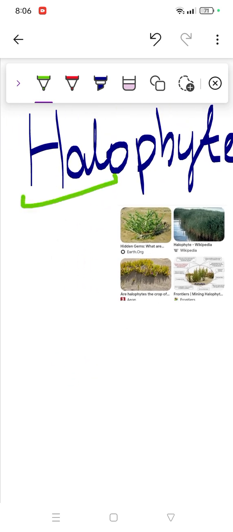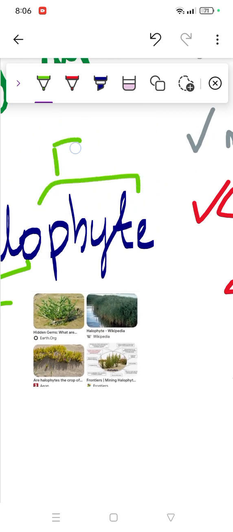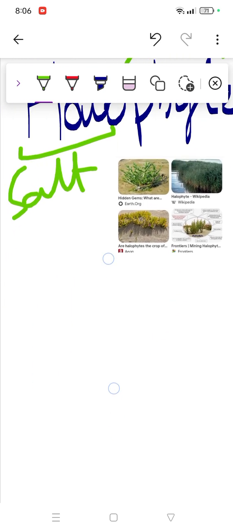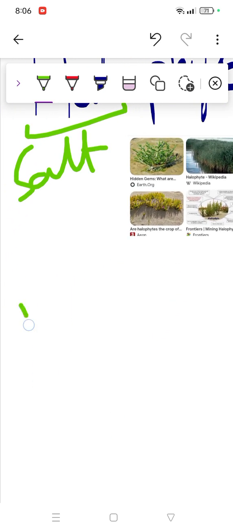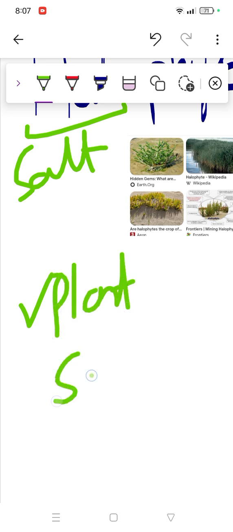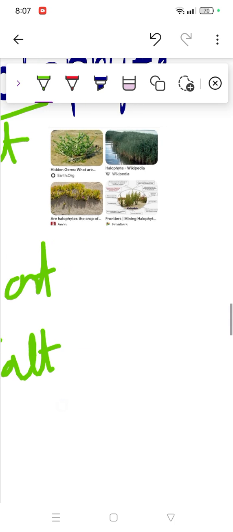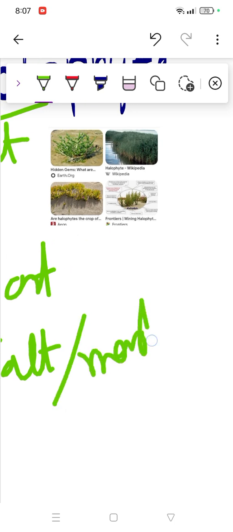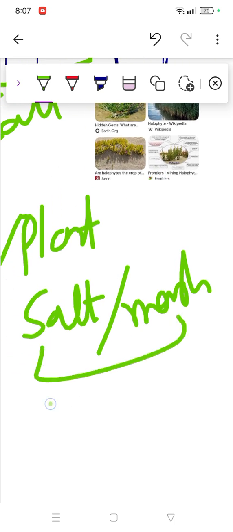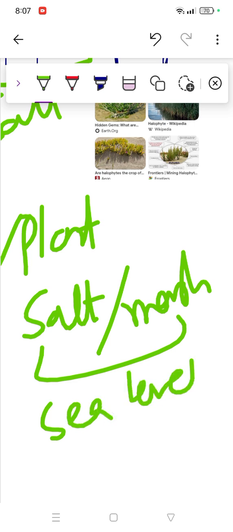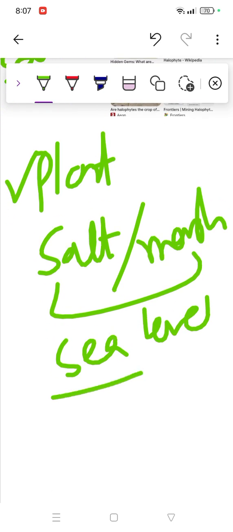So we'll go with the halophytes today. Halo means salt, phytes means plant. So what you'll see, this is quite a nice topic. The plants which are growing in the salty areas, salt marshes, and so on. This means they live near the sea level, near where there are seas. So that's why their concentration of salt is quite high.